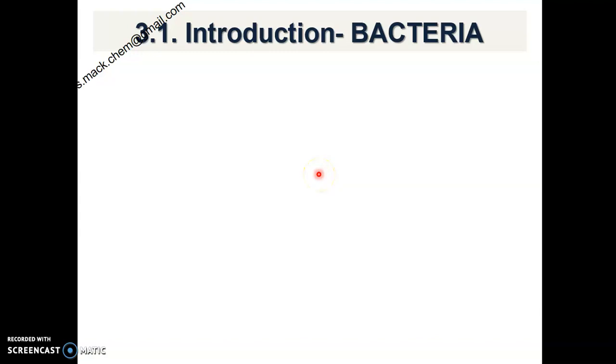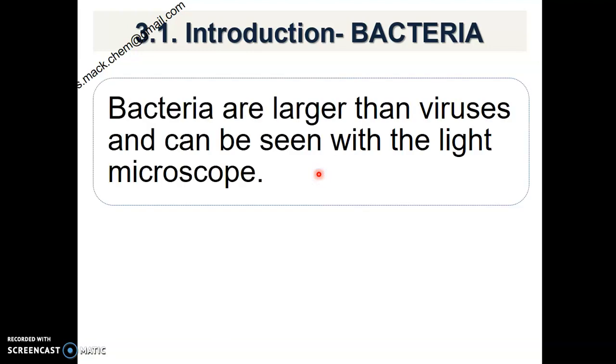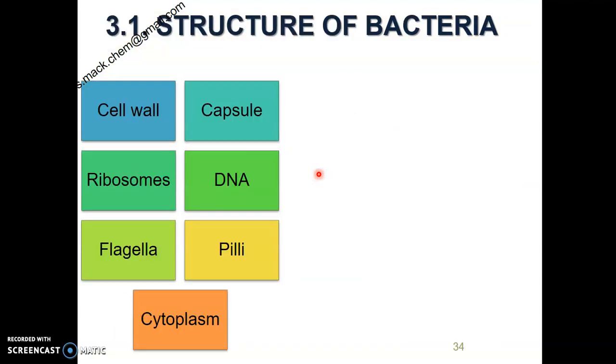Right, today we're going to look at the structure of a bacterium. And in the structure of a bacterium cell, we're going to find different parts. These are the different parts: the cell wall, the capsule, DNA, which is the genetic material, ribosomes, flagella, pili, and cytoplasm. So I would need you to know what the different parts of a bacterium cell are.